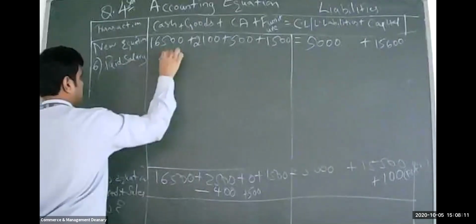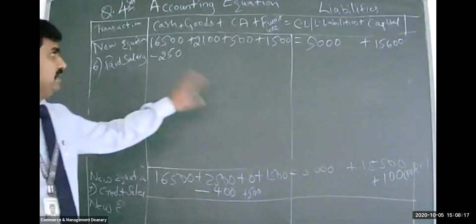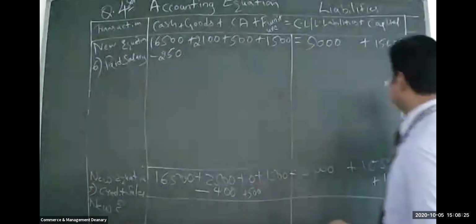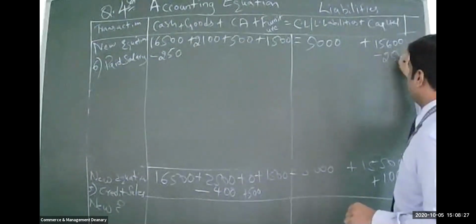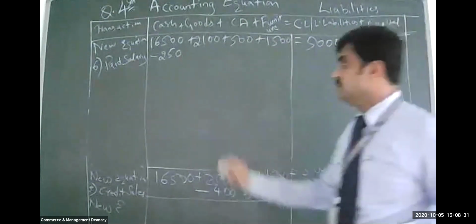Plus or minus? Minus. Then how will you make it from the capital side? Capital minus 250. Capital bears all the expenses. So, minus 250. Clear? Yes, sir. Write the equation now.